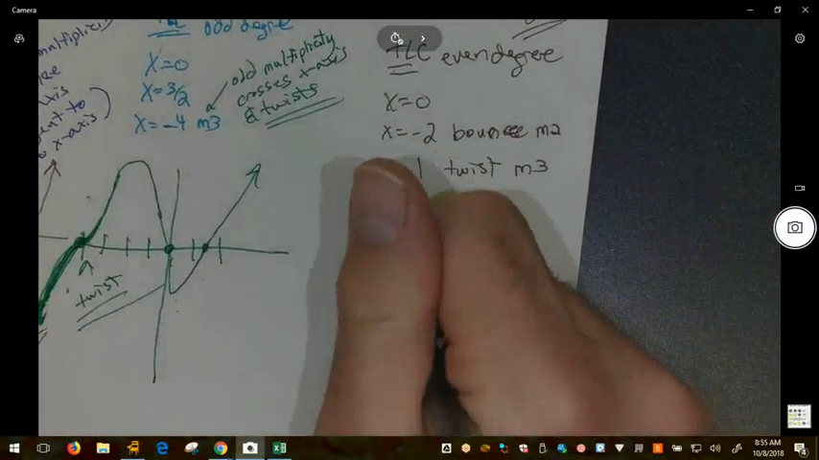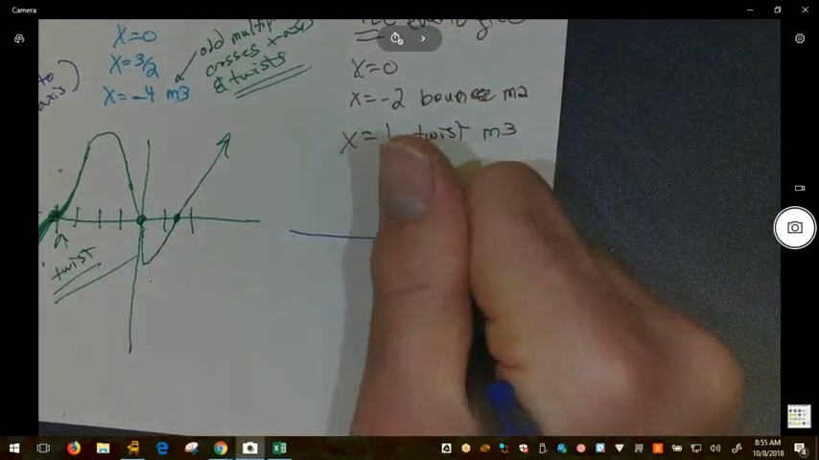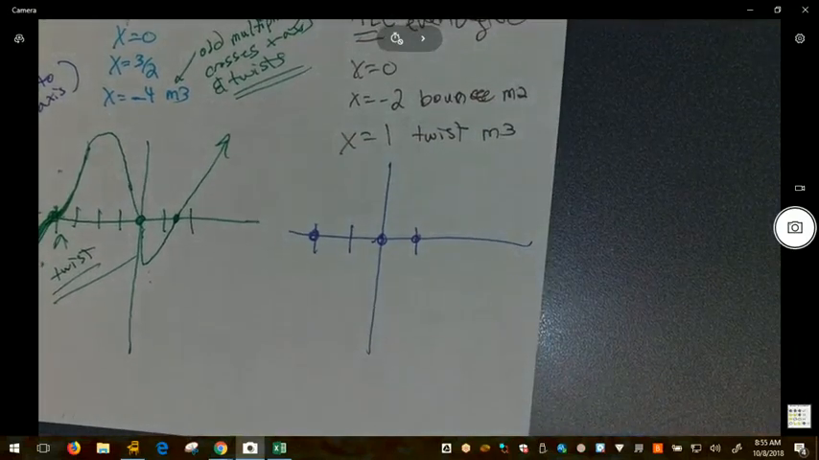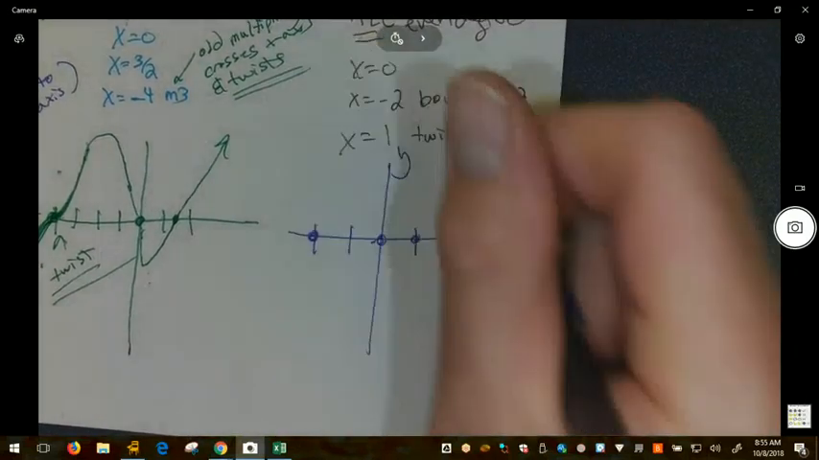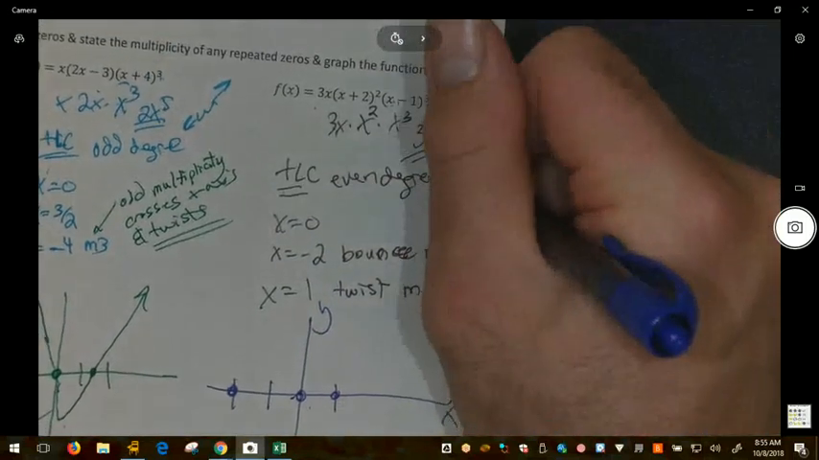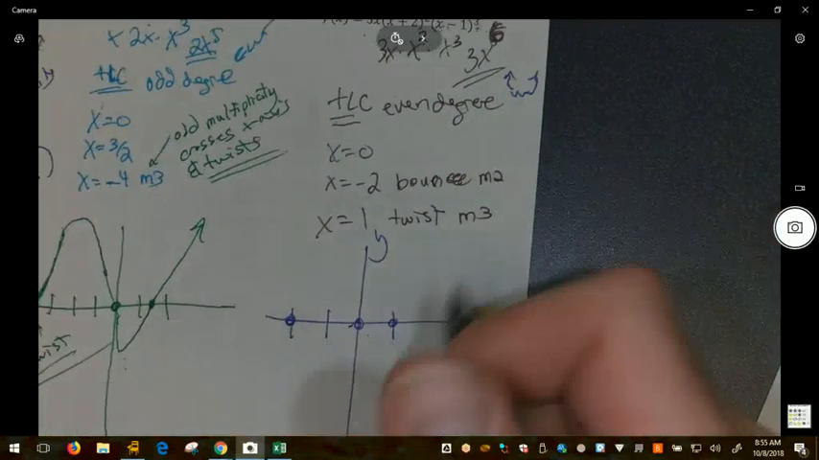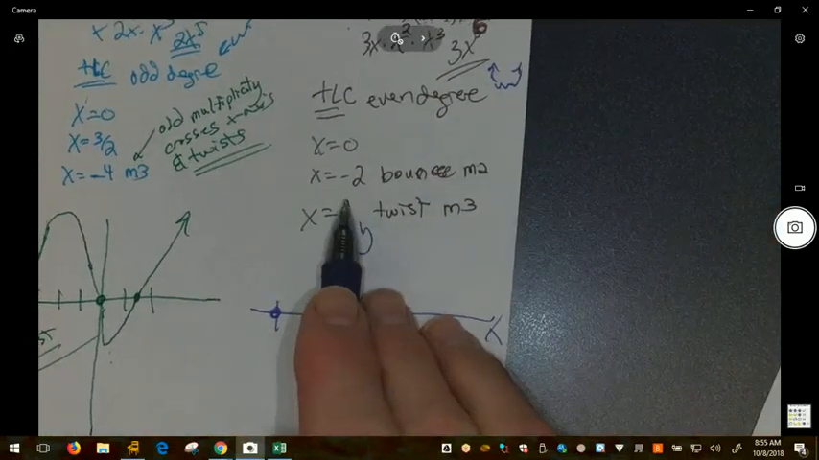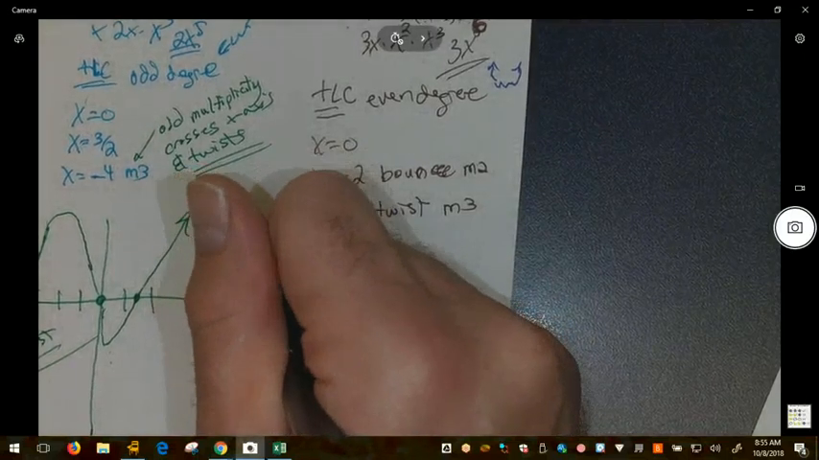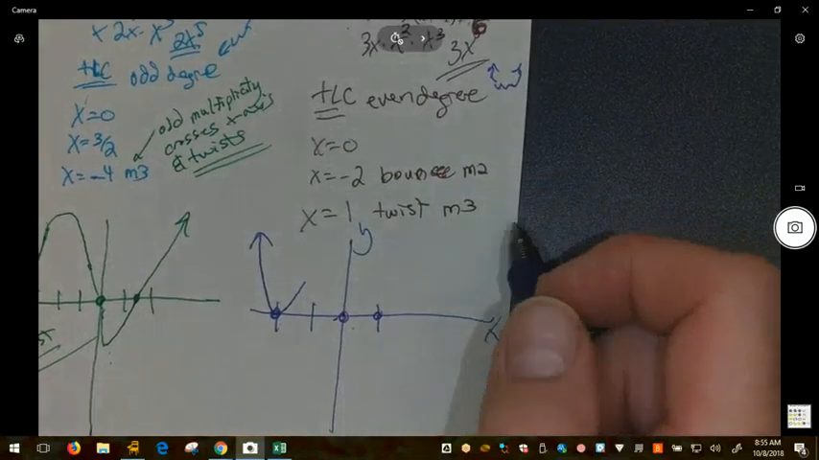So I go to graph this, and I have to put on 0, 1, and negative 2 on my graph. We know the ends will both come up because it's an even degree and it's a positive lead coefficient, so it's going to function like a parabola in terms of its end behavior, opening up. But we know that at negative 2, it's going to bounce. So we're going to have this coming down, and it's going to bounce right off the axis, tangent to that.